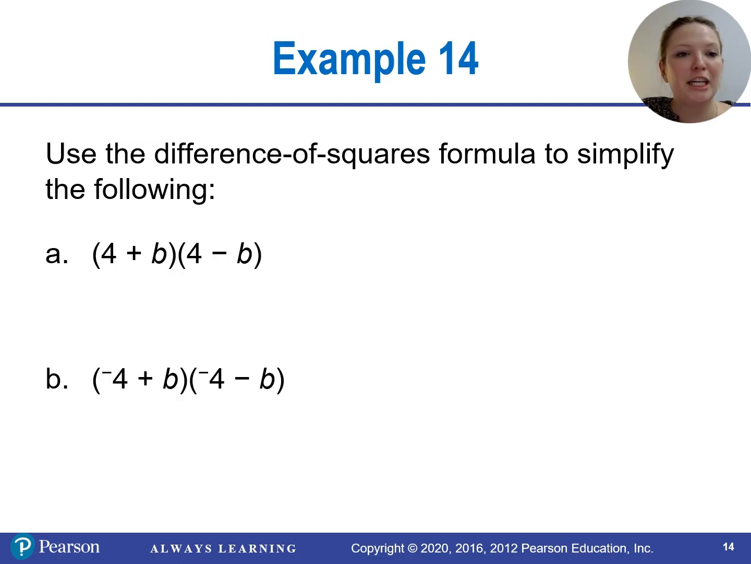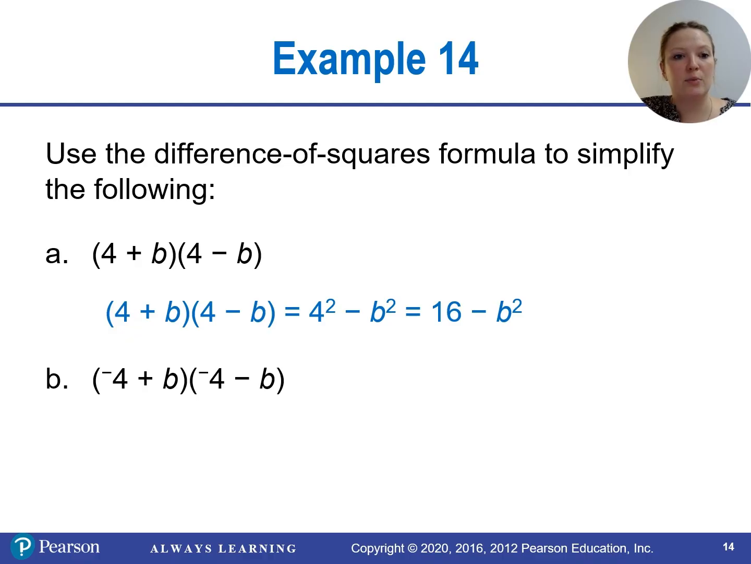All right, so let's try using the difference of squares formula to simplify these expressions. We start out with (4 plus b) times (4 minus b). Knowing that this is a difference of squares because we have an integer plus an integer times that integer minus that integer, using the difference of squares we see that we will result in just 4 squared minus b squared, and we could continue to simplify and calculate 4 squared as 16.